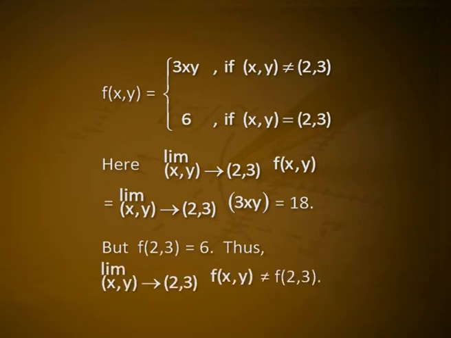Here limit (x,y) tends to (2,3) of f(x,y) equal to limit (x,y) tends to (2,3) of 3xy equal to 18, but f(2,3) equal to 6. Thus limit (x,y) tends to (2,3) of f(x,y) not equal to f(2,3). Therefore, the given function is not continuous at (2,3).